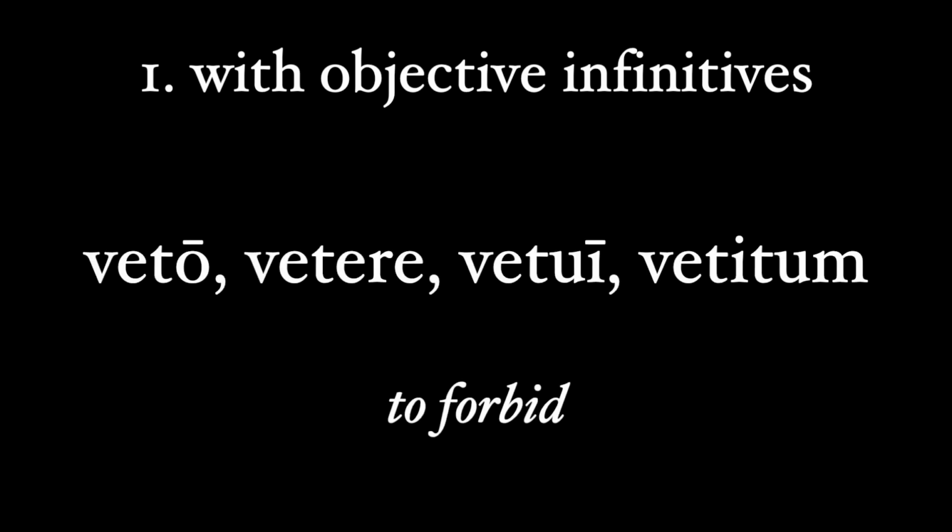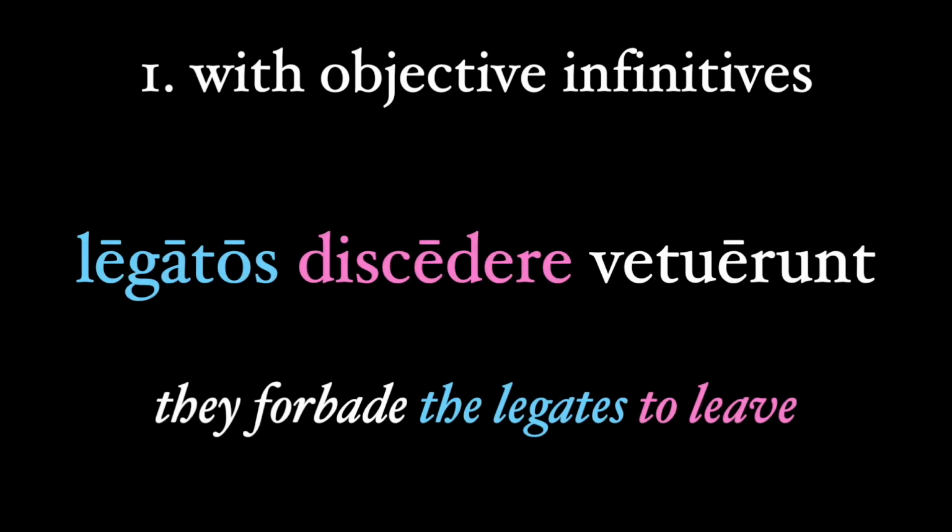The verb veto, to forbid, also works in the same way. Legatos discedere vetuerunt. They forbade the legates to leave. Legatos is the accusative subject of discedere. This sort of construction makes sense because the accusative subject is similar to a direct object. Whom did they forbid? The legates.